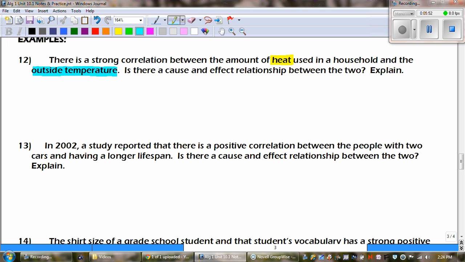So let's think about it. If it's cold outside, what do you do? Or if it's warmer outside, what do you do? Okay? Does that affect the temperature of your house? And guys, the answer to that is yes. Okay? Especially after this last winter we had. When it gets cold outside, what do you do?